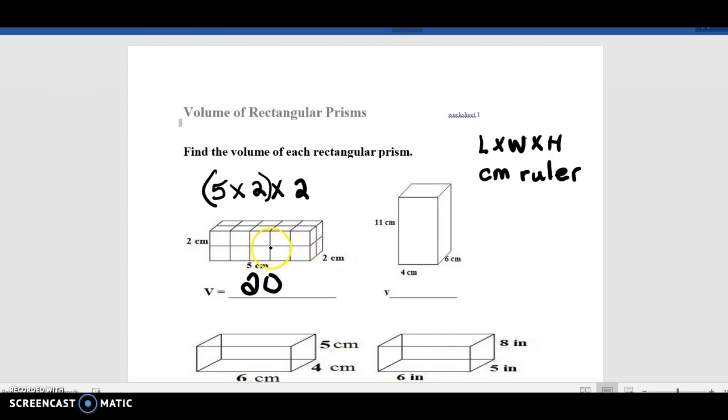but when you have centimeters times centimeters times centimeters, it's cubic centimeters, which makes sense because on this first drawing, you can actually see the cubes that are a centimeter by a centimeter by a centimeter. And so it would take 20 cubes to fill in this space. So let's do another one.